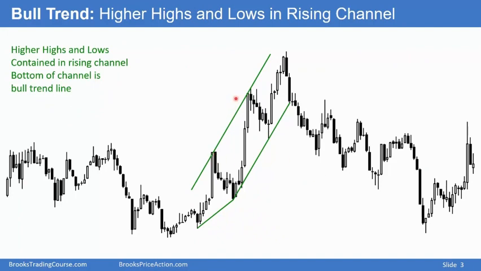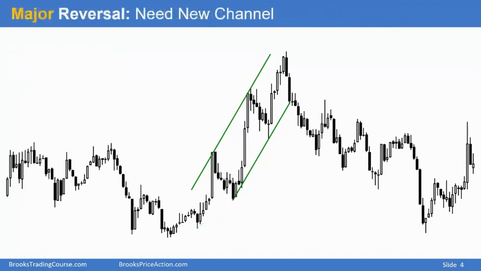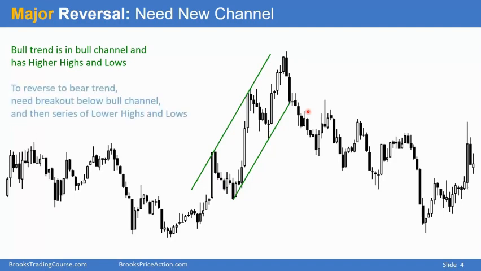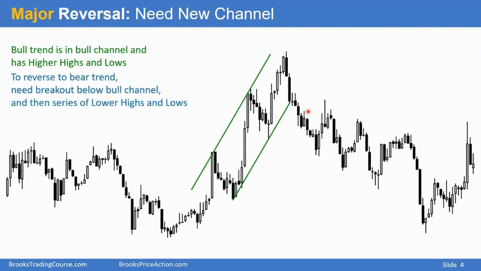We have a high, a higher high. We have a higher low, another higher low. That's a bull trend. And whenever there's a trend and there are pullbacks, you can always construct a channel. The bull trend is going up, has higher highs, higher lows. You can always make a channel. To reverse to a bear trend, you need a breakout below the bull channel, below the bull trend line, and then you need to get a series of lower highs and lower lows.